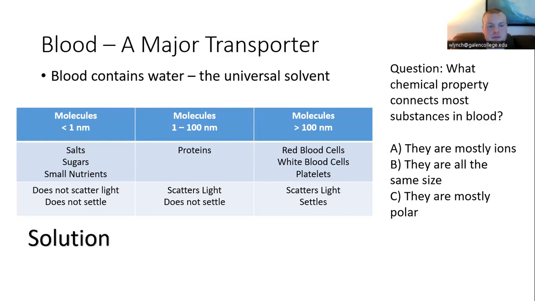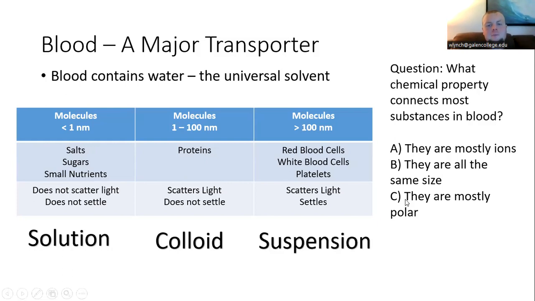they precipitate out. So in a solution, we have pure dissolving, no settling out, and there is no scattering of light. In a colloid, we have scattering of light, but it does not settle out. So it's very fine, misty particles that still float around. And then for a suspension, we have large particles that do not dissolve. And if they are centrifuged down, they will settle out as a precipitate. So what chemical property connects most substances in the blood? And that chemical property is that most substances are going to be ionic in nature.